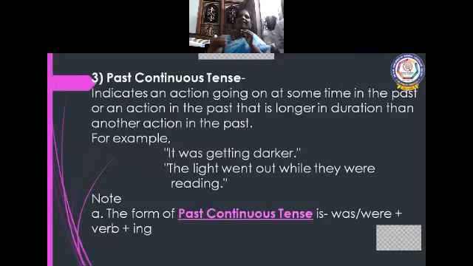So it indicates an action going on at some time in the past. Sometime in the past it had started and was continuing. That is called past continuous tense, or past progressive tense. So it was getting darker, the light went out while they were reading. Note, the form of the past continuous tense is was plus were plus verb plus ing.